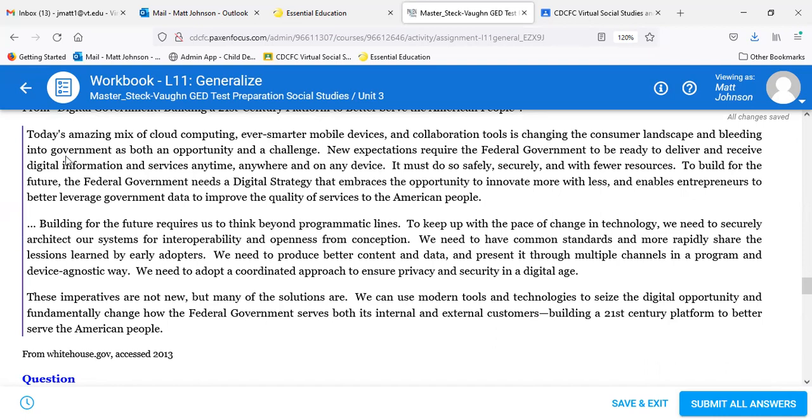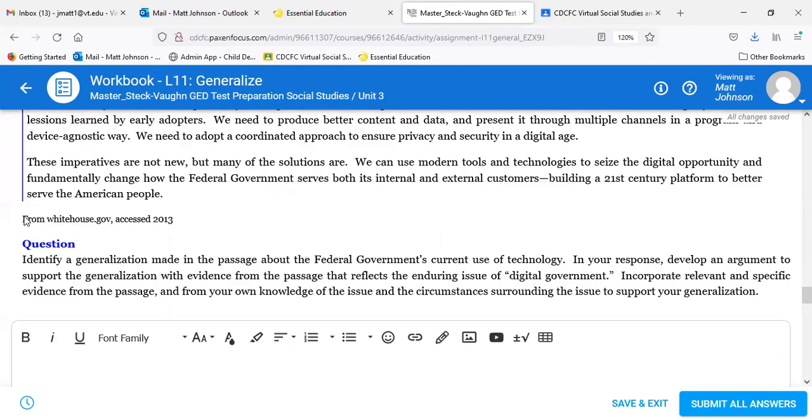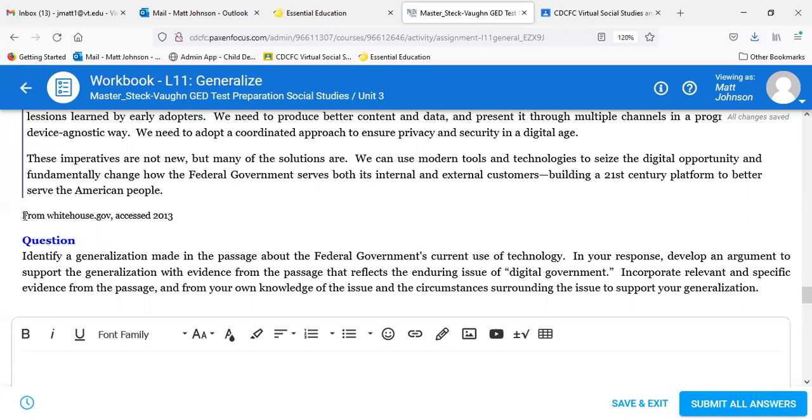And again, looking at whitehouse.gov, you can tell how old some of this stuff is. This obviously was all published around 2014 or so, because everything we've accessed is around 2013. So thinking again about the question: identify a generalization made in the passage about the federal government's current use of technology. Then in our response, we need to develop an argument to support the generalization with evidence from the passage that reflects the enduring issue of digital government. So incorporate relevant specific evidence from the passage.